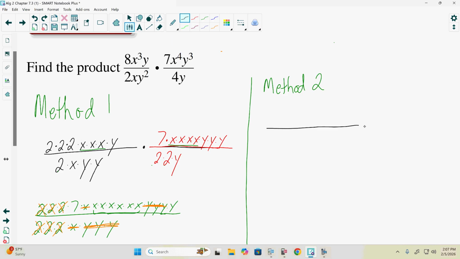So method 2, we're just going to go on and multiply together. Now, we're not necessarily going to multiply, but I want to put the constant terms or the like terms next to each other. So our numbers that we're going to multiply on top are going to be 8 and 7. So we will multiply those together. I'm going to put them next to each other for now. We also have x to the 3rd and x to the 4th. They are like terms that will need to be multiplied together. Then lastly on top we have y and y to the 3rd. So we'd have y times y to the 3rd on top.